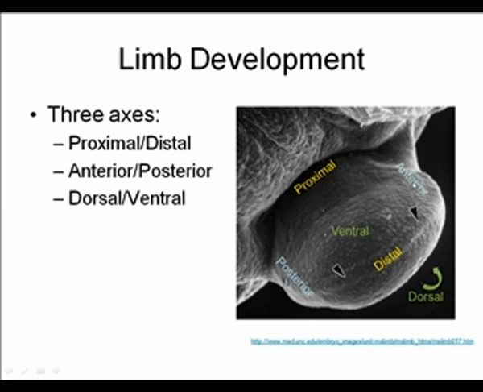There are also anterior and posterior axes, anterior being on the radial side or the thumb side, posterior being on the ulnar side or little finger. And then there is ventral and dorsal. Ventral being the flexors, dorsal being the extensors.